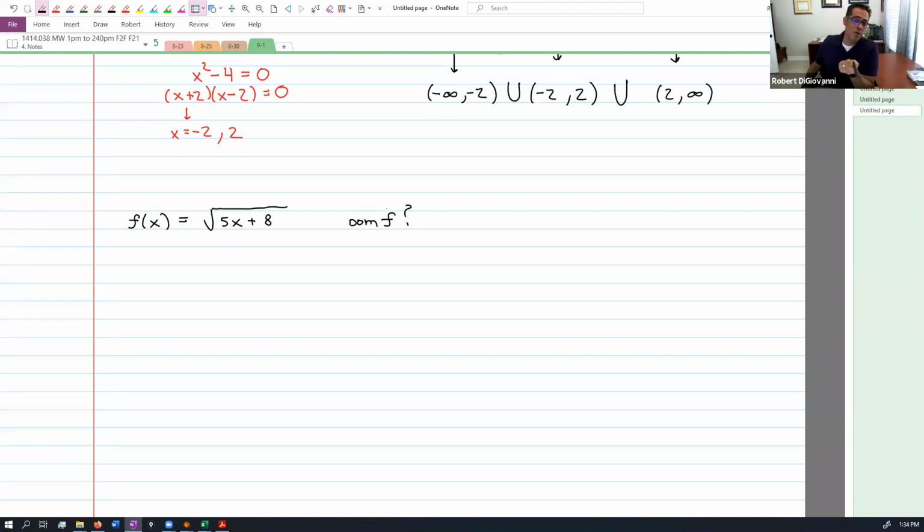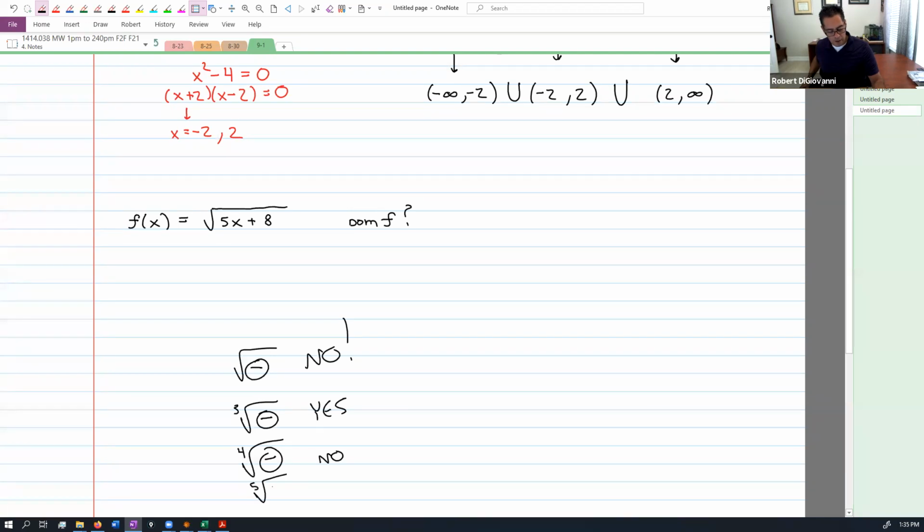Can you take the cube root of a negative number? Yes. Can you take the 4th root of a negative number? So let me write this down. If you do the square root of a negative number, no, right? If you do the cube root of a negative number, yes. If you do the 4th root of a negative number, no. You do the 5th root of a negative number, yes. So if it's an even root of a negative, you can't do it. An odd root of a negative, you can.